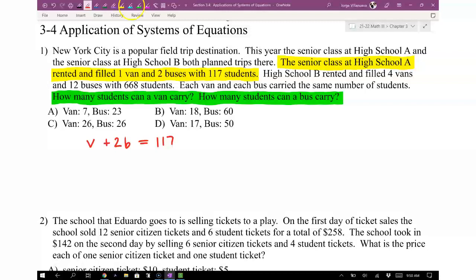Let's look at the next sentence. High School B rented and filled 4 vans and 12 buses with 668 students. Can someone give me the equation for that one? 4 vans, 12 buses, 668 students.